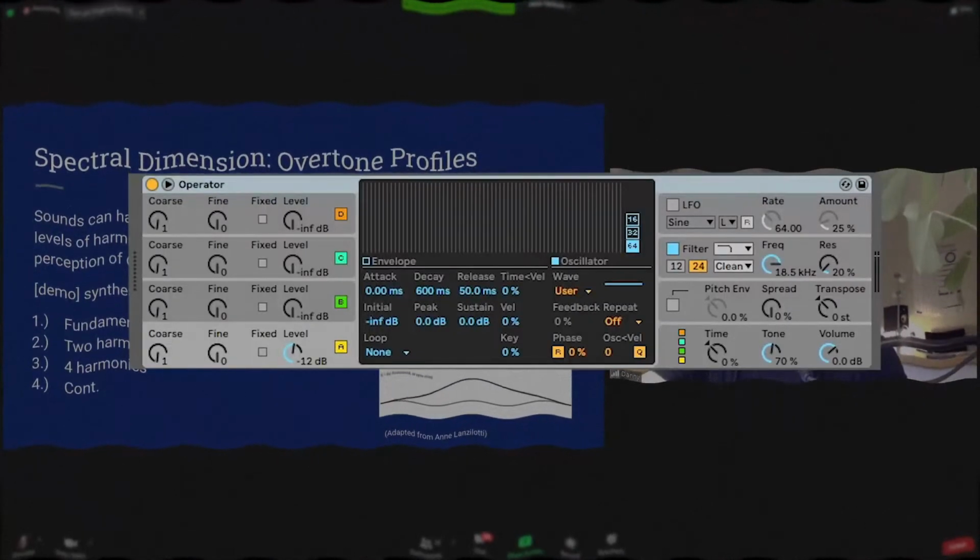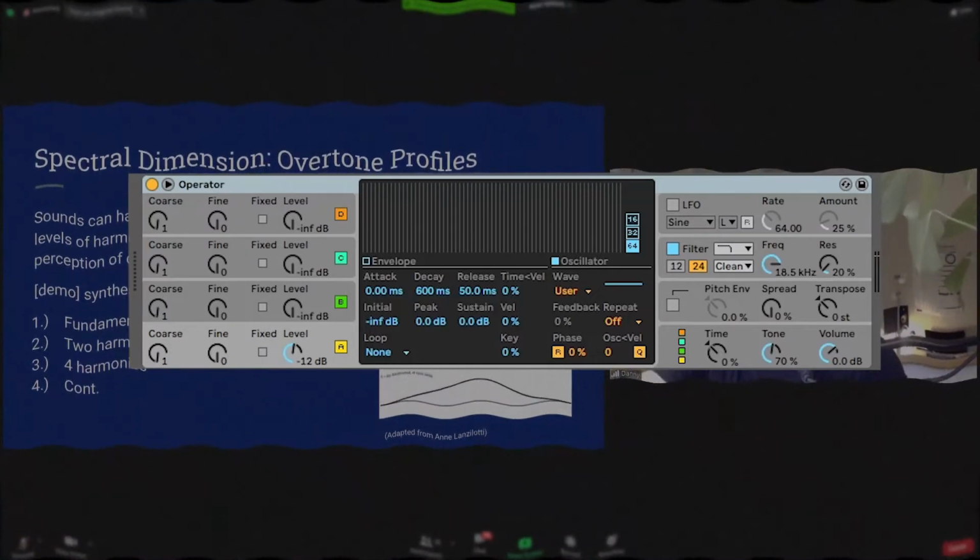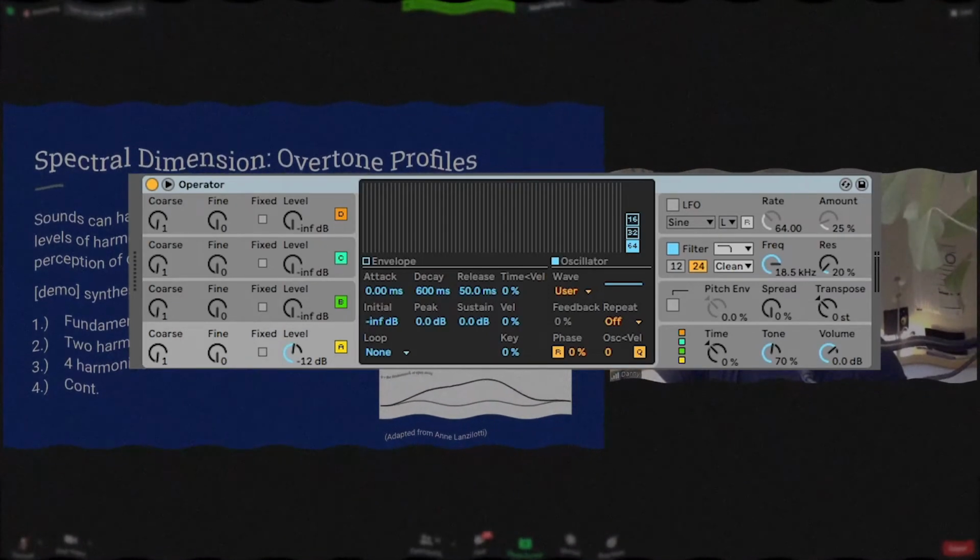In this demonstration, I'm going to use a synthesizer to show you how the overtone series of a sound affects its timbre. Listen to how the sound changes as I increase the number of harmonics. We'll start with the fundamental frequency.